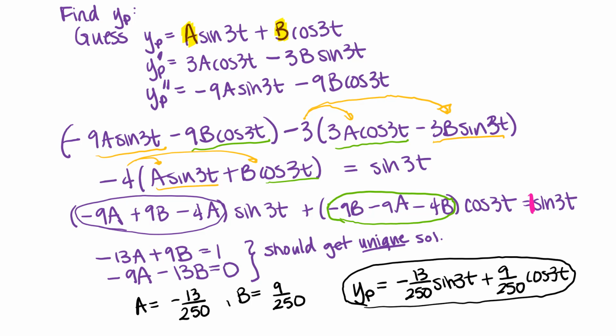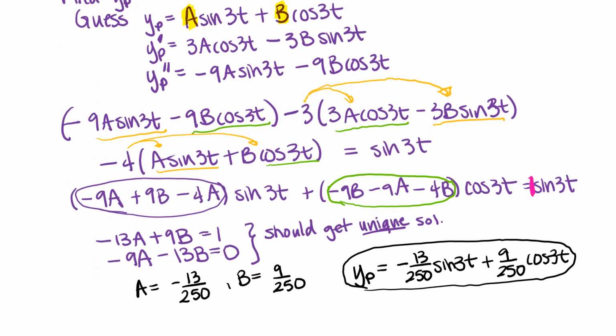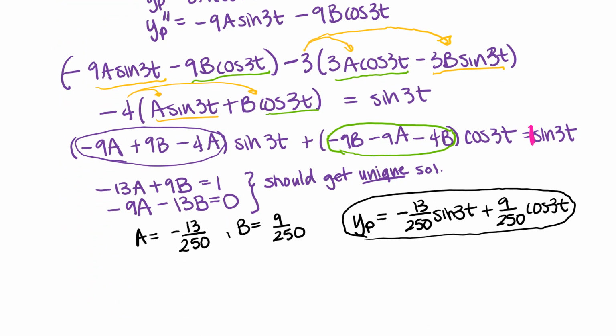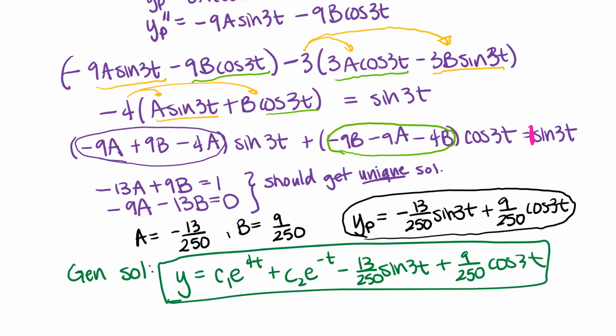All right, at this point, I'm ready to write down my general solution for the original differential equation. So I have my YH that we found before and my YP. And so don't forget to actually find your general solution. All right, and so there we go. And if I had initial conditions, this is when I would use them to find my C1 and C2. So I didn't have that in this problem, so we are done at this point.